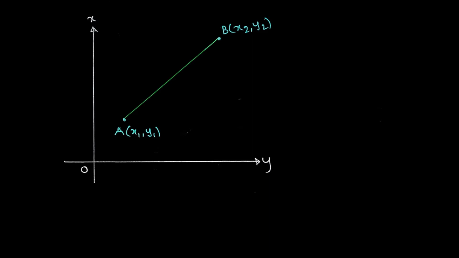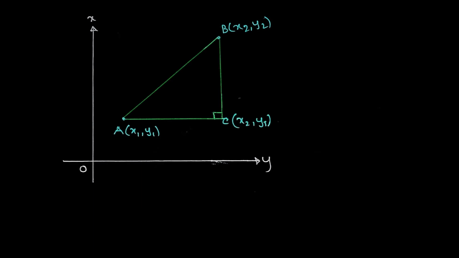Let us take two points A and B with coordinates x1, y1 and x2, y2 respectively. The line connecting the points is AB. Let us draw a right angle triangle using AB to be the hypotenuse. Let us name the point making the right angle to be C. From here, we can say that the coordinates of C is x2, y1, since the x coordinate is the same as B and the y coordinate is the same as that of A.